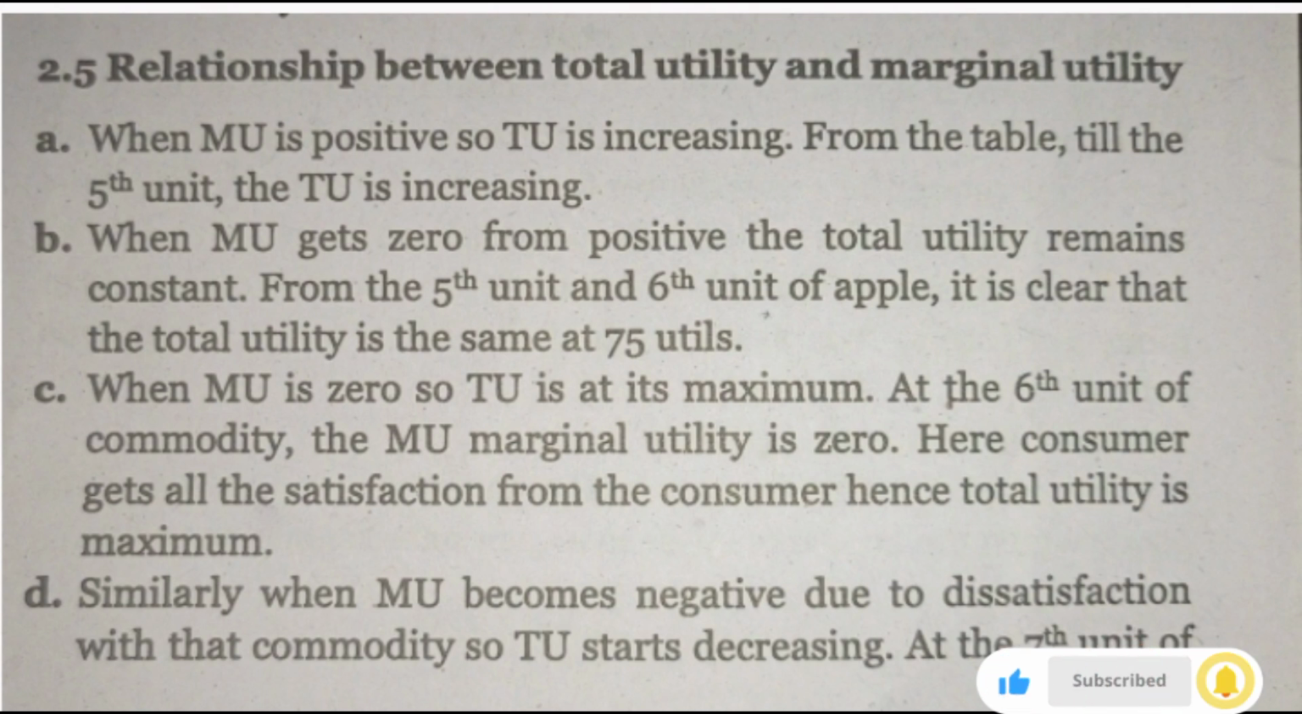Similarly, when marginal utility becomes negative due to dissatisfaction with that commodity, total utility starts decreasing after the 6th unit of apple. At this point, the utility will be turned into disutility and marginal utility will be negative after that.